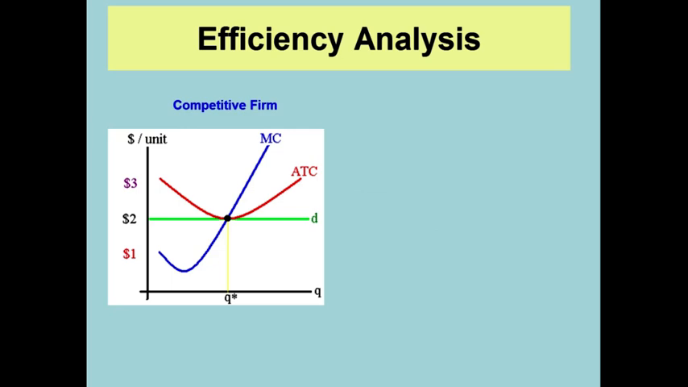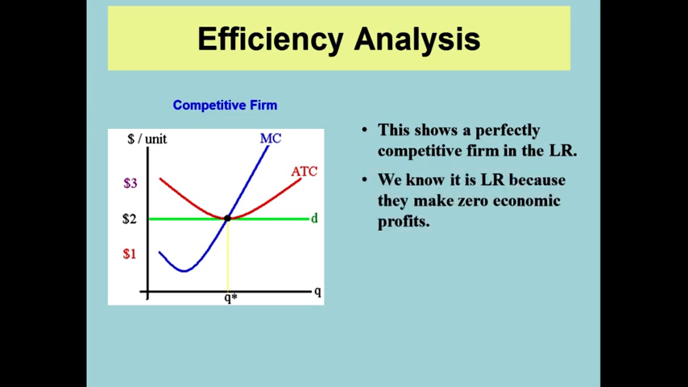Now, on the left, you see a competitive firm, and do you agree with me that we're in the long run, right? This is our long run equilibrium condition. Now, how do I know that it's the long run equilibrium condition? Because we see here zero economic profits. And this should be review by now. But let's just make sure you remember zero economic profits.